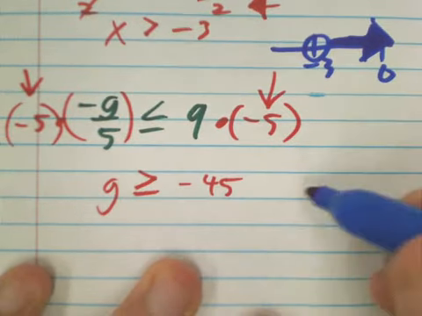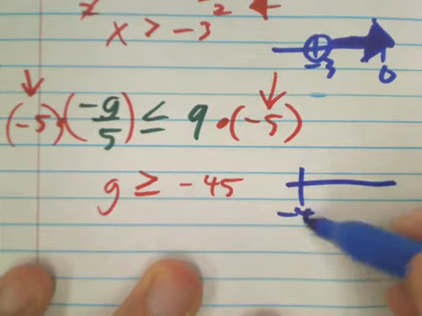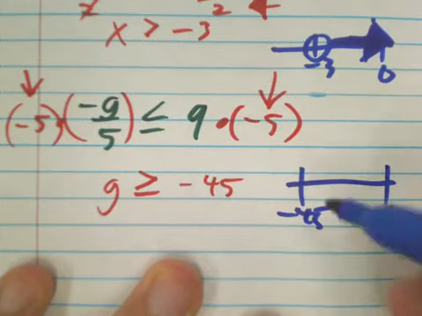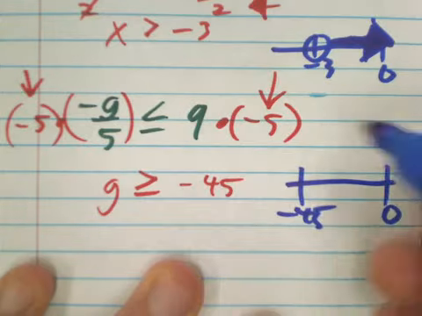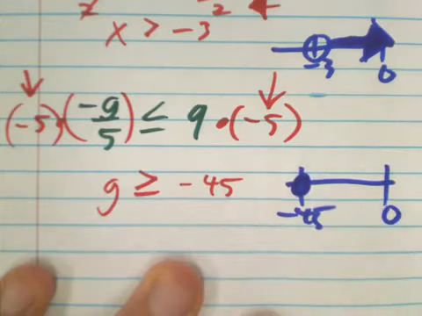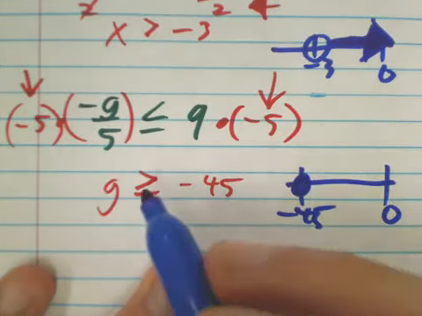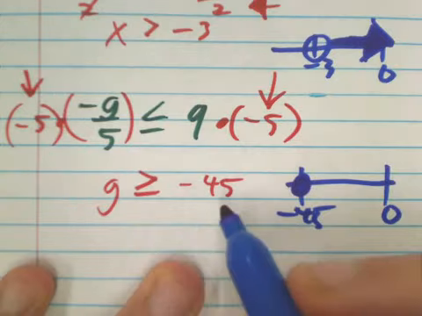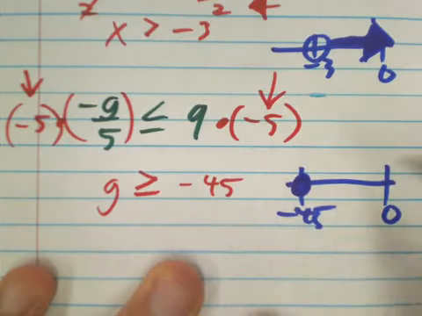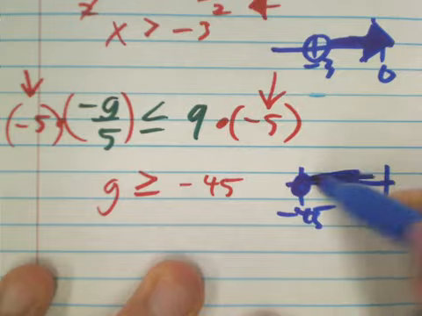Okay, down here, g is greater than or equal to negative 45, so negative 45, 0. This one, we're going to fill it in, because it's or equal to. And greater than, numbers that are greater than negative 45. Well, 0 is greater than negative 45. All those positive numbers are greater than negative 45, so let's draw an arrow like that.